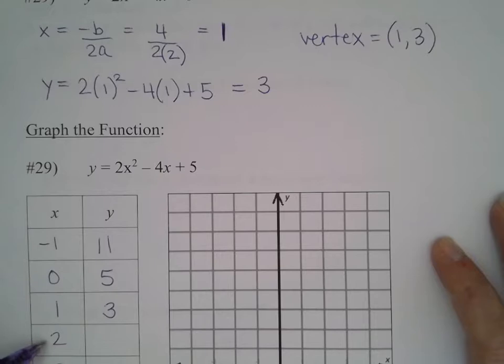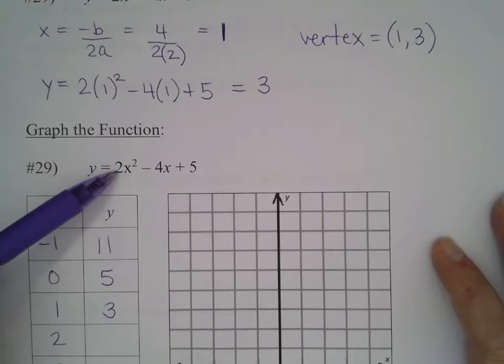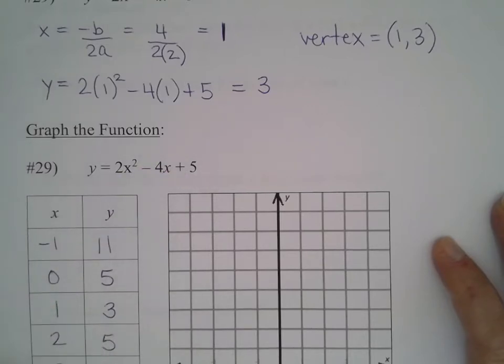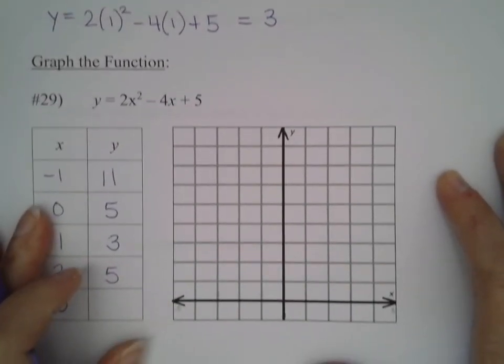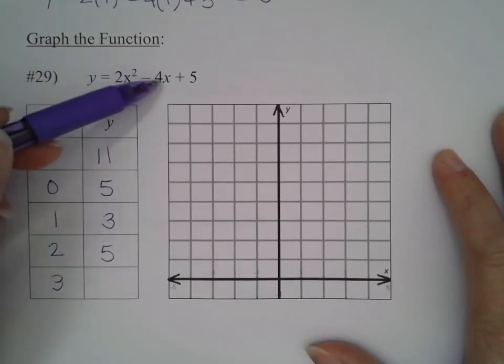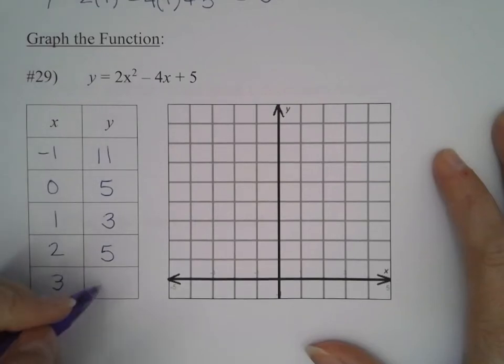All right. And if I plugged in 2, there's some symmetry here, so I should get 5. 2 times 4 would be 8, minus 8 plus 5, so that's 5. Likewise, if I plug in 3, I get 18 minus 12, that's 6 plus 5, that's 11.